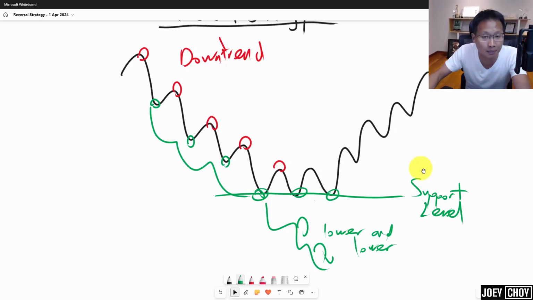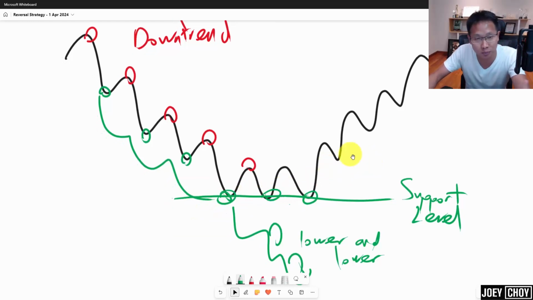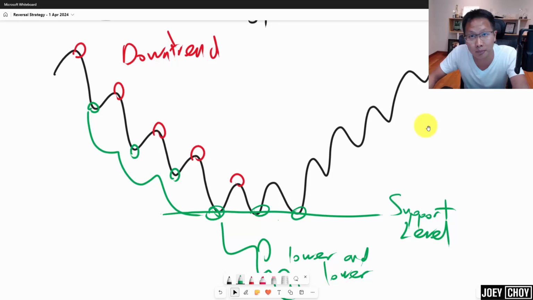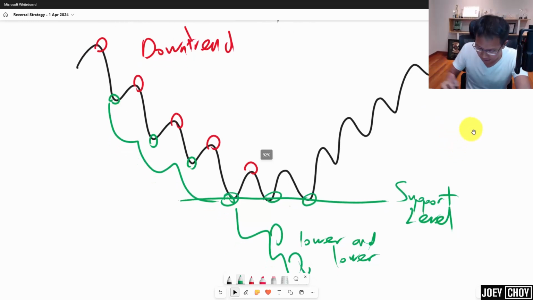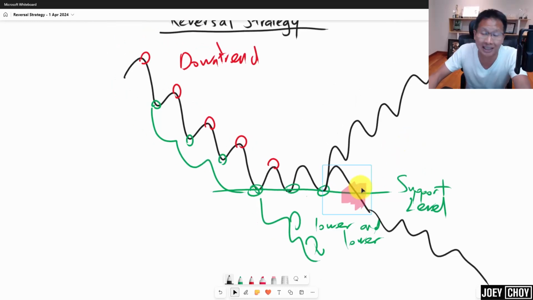Well, once it hits the bottom, it doesn't mean it will definitely start to push higher and the reversal to an uptrend will definitely happen. It doesn't always happen that way. Sometimes it could rebound and rebound, and before you know it, we might break the support level and we might hit even lower, if it does break the support level. So that is what can happen as well, right?